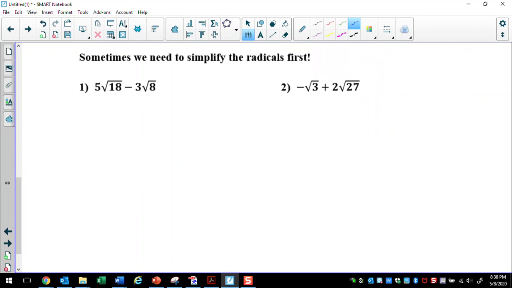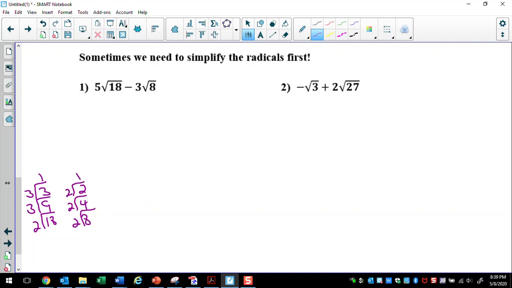Sometimes we have to simplify our radicals first. We can see here that they're not the same. Right, so let's work on simplifying them first. So I'm going to simplify the 18. I'm going to birthday cake it. So I can divide 18 by 2, 9 times. Divide that by 3. Goes in 3 times. Divide that by 3, 1 time. And then I can birthday cake my 8. So 2 can go into 8, 4 times. 2 can go into 4, 2 times. And then 2 can go into 2, 1 time.